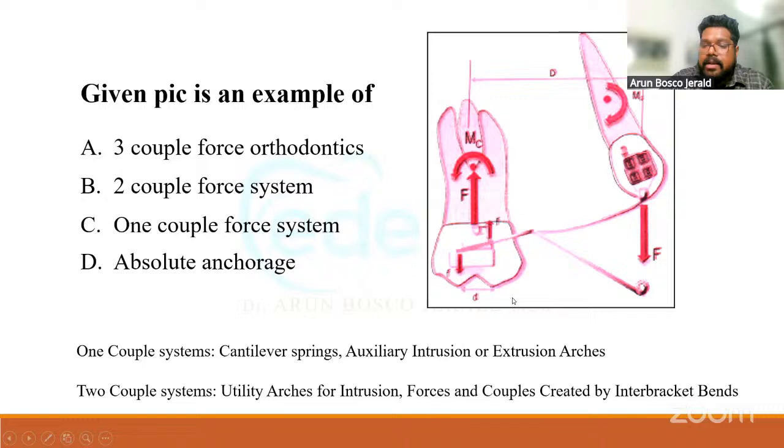Similarly, the interbracket bend is shown here. As I said earlier, if this piece of wire was kept inside the bracket, then this would have been a two couple system. So that's about one couple and two couple systems. So the answer to this question is one couple force system.